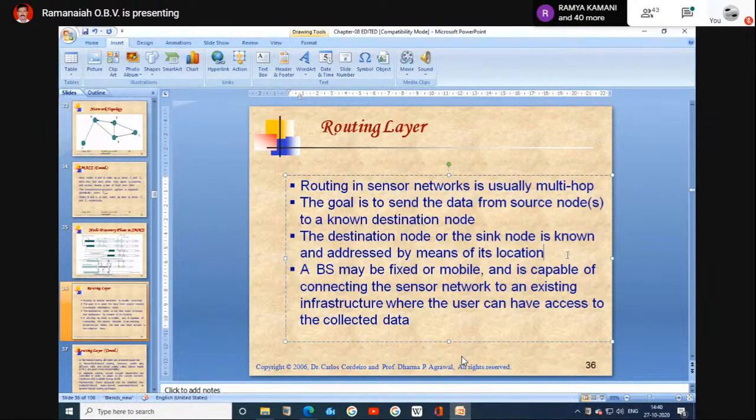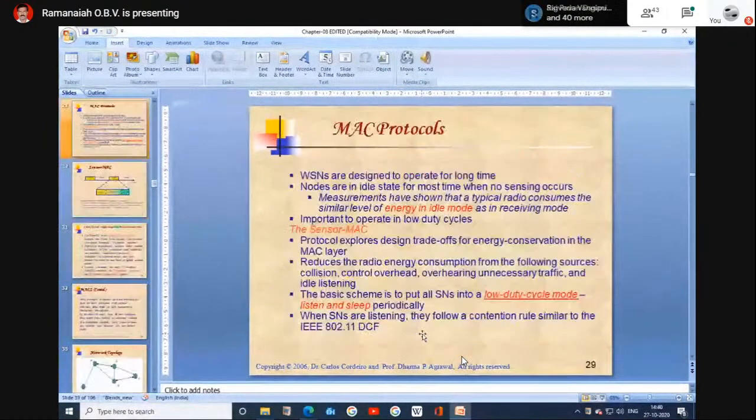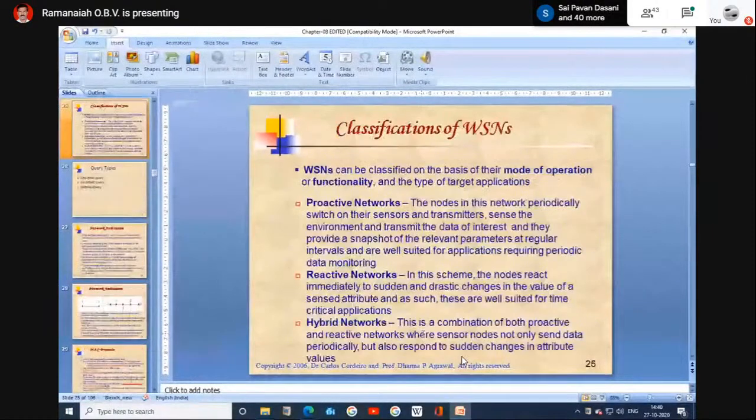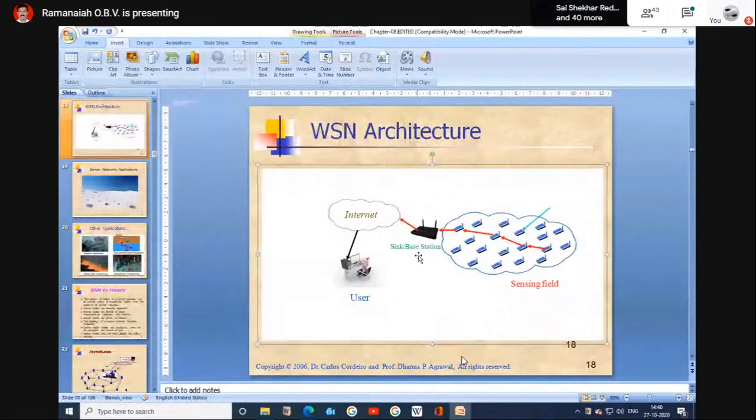Because an event is detected by that node, right? So the base station may be fixed or mobile and is capable of connecting the sensor network to an existing infrastructure where the user can have access to the collected data. What this point says is, I am referring to this particular diagram. So here, this base station, what is happening? It is like the gateway between these two.